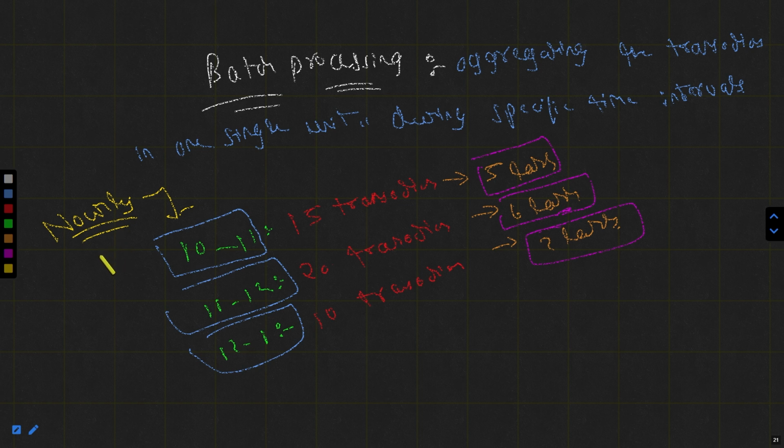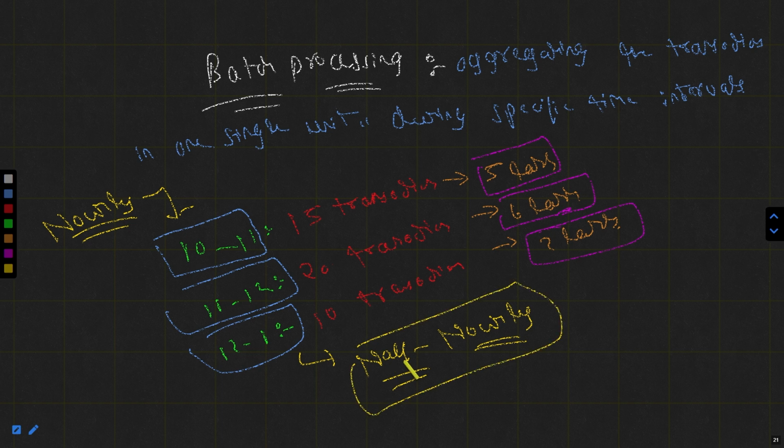hourly batch process. Okay, but there could be examples of half hourly also. Okay, like 10 a.m. to 10:30 a.m., 10:30 a.m. to 11 a.m., 11 a.m. to 11:30 a.m., 11:30 a.m. to 12 p.m. That's all. Okay, so this is called the batch processing.